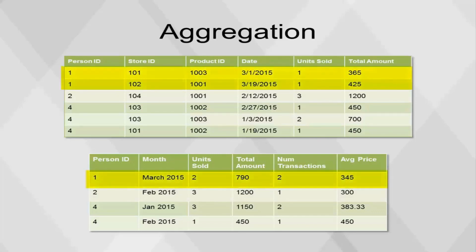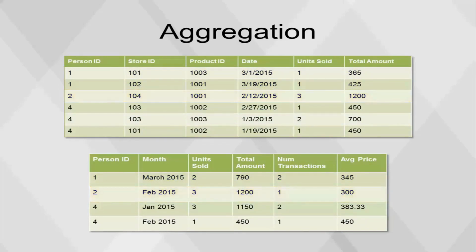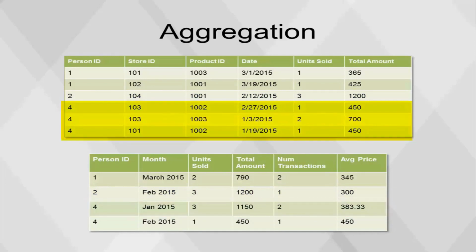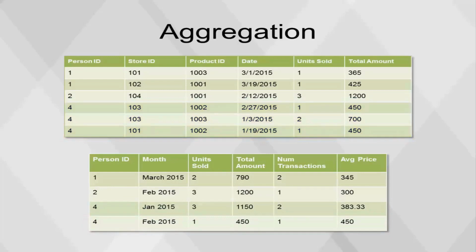Transactions for person ID 1 are only in March of 2015. There's only one transaction for person ID 2 occurring in February 2015. And there are 3 transactions for person ID 4, 2 occurring in January and 1 occurring in February of 2015. Within each of these combinations, each of the calculations are performed. Here we'll show you the first row as an example.